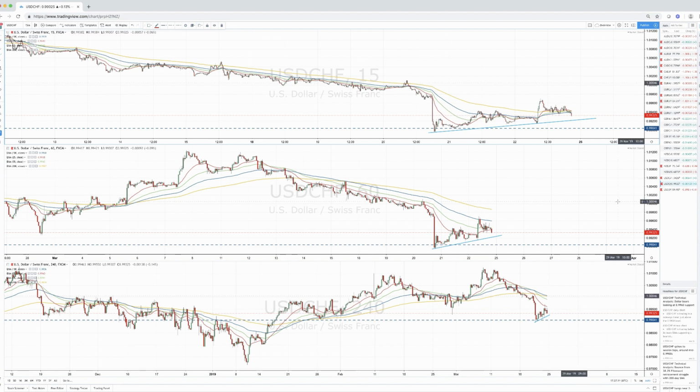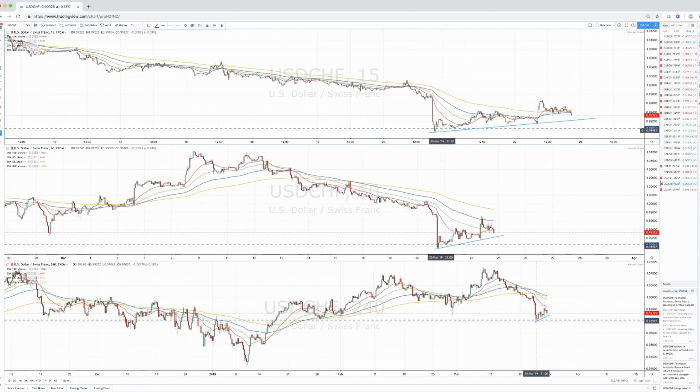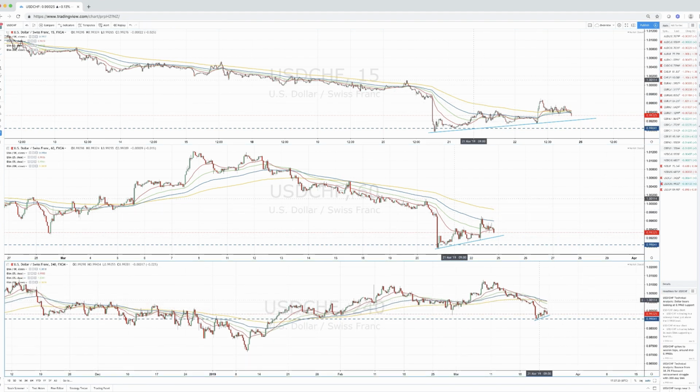The dollar franc looks interesting. We're playing with a previous structural low here at the 0.9903. We've also got this trend line in here, an upward sloping trend line. Looking at the price action on the 4-hour chart, you would have to say that we need to be bearish. There's a lot of momentum here.